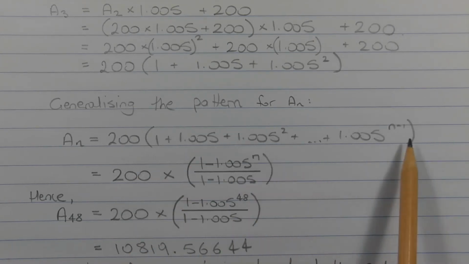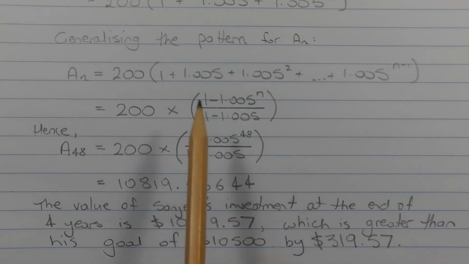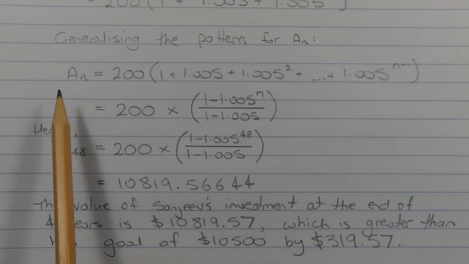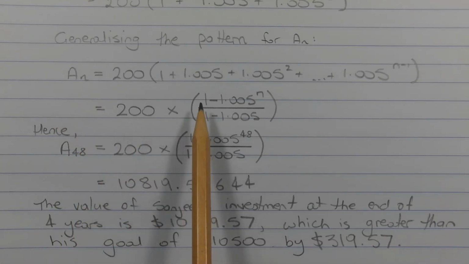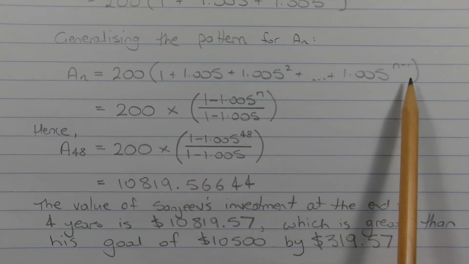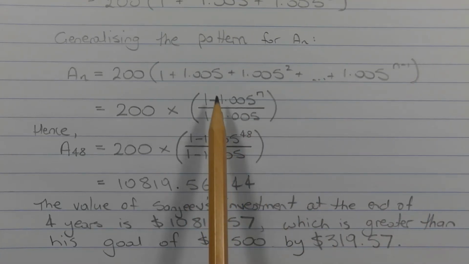Notice that what we have in brackets is a geometric series with the first term a of 1 and a common ratio r of 1.005. So we can replace what's in brackets with the sum of a geometric series formula using the values for a and r that we just found. So A_n is equal to 200 times (1 minus 1.005 to the power of n, since there are n terms in this series, over 1 minus 1.005) in brackets.